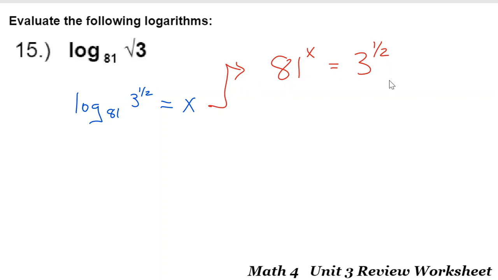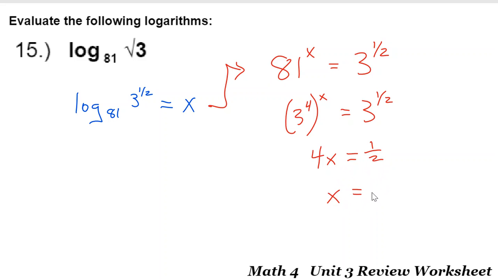Now the playing field is a little more level because we remember that 81 is 9 times 9, which is 3 times 3 times 3 times 3. Well, that would be 3 to the 4th x equals 3 to the 1/2. That's saying 4x equals 1/2. If I divide both sides by 4, now I got 1/8 or 0.125, either way.